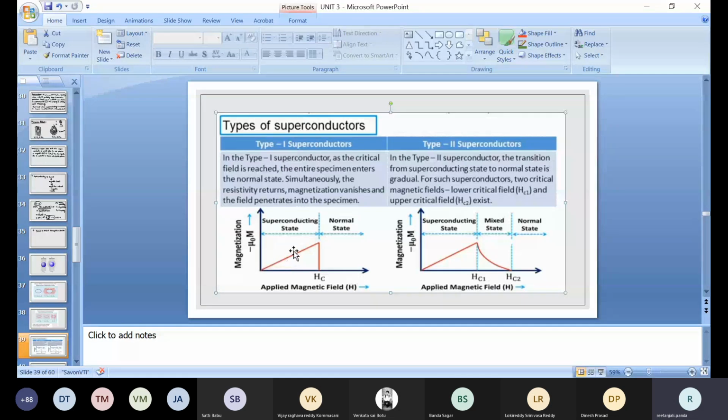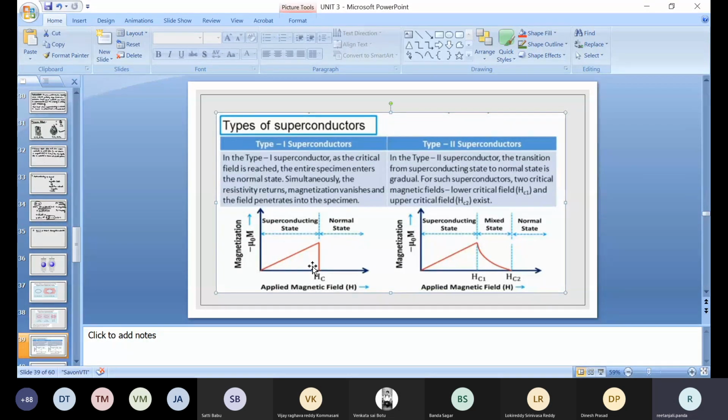So in a type 1 superconductor, what we can see here is that if we increase the applied magnetic field, then the magnetization is also going to increase in the superconducting state. That means below the critical magnetic field. As I told you, critical magnetic field and critical temperature, or transition temperature, both represent the point where a material converts to a superconductor, or we can say goes to the superconducting state. That is your critical magnetic field.